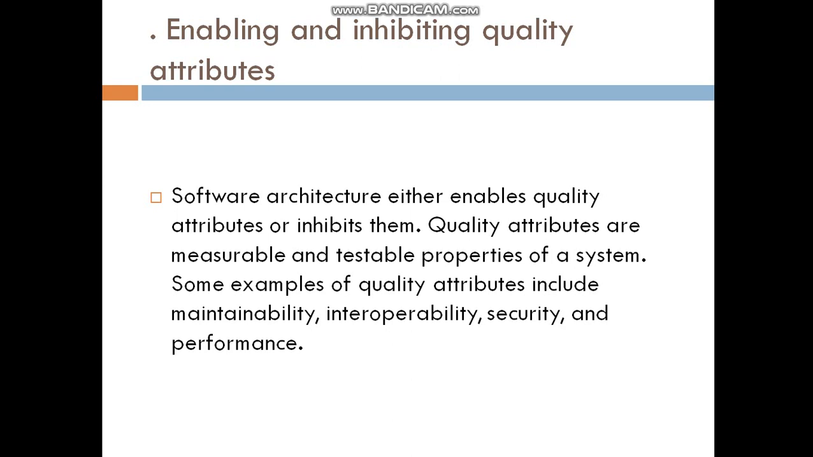Second, enabling and inhibiting quality attributes. Software architecture either enables a quality attribute or inhibits it. Quality attributes are measurable and testable properties of a system. Some examples of quality attributes include maintainability, interoperability, security, and performance.